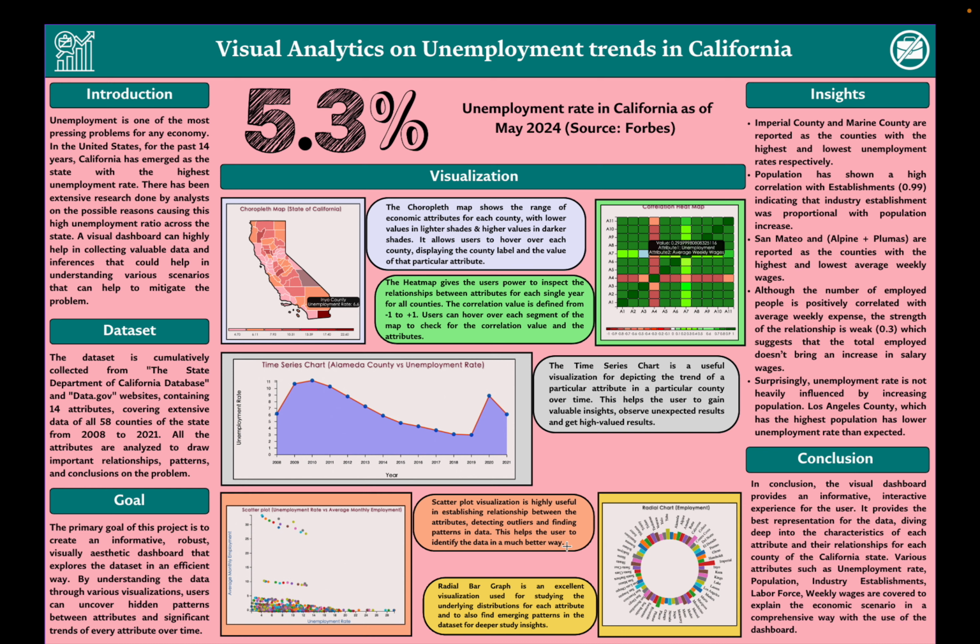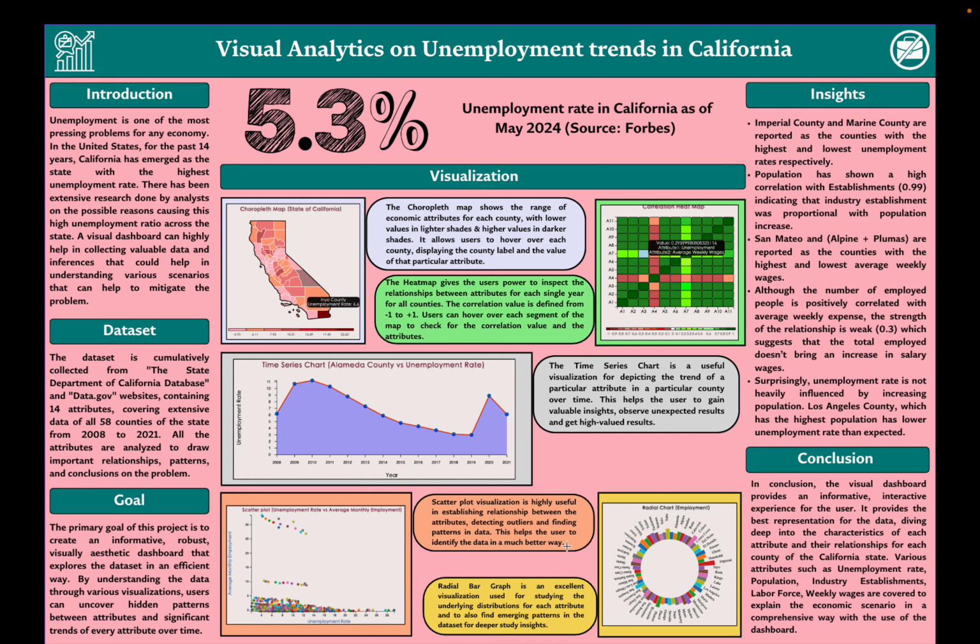So, starting with the introduction and the inspiration for this project, California is one of those states which has consistently maintained a high unemployment rate. It always consistently holds the top three spots for every year starting from 2008 until 2024. Even in this year, as of May 2024, California is the state with the highest unemployment rate, that is 5.3%, according to Forbes. This case particularly interested us because the consistency of the high unemployment rate is something that we wanted to investigate and deal with using the help of visualization.